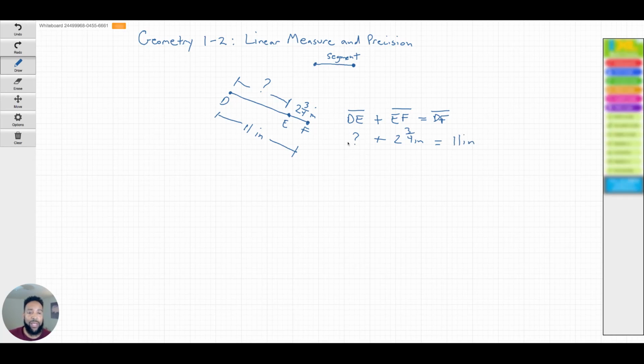So we don't know what DE is. What we can do is just say this is still DE. We're going to solve for DE. So in order to solve for DE, when looking at a regular equation, we want to get DE by itself. So this DE is added to this 2 3/4 inches. So in order to find out what DE is, we need to go ahead and just minus the 2 3/4 inches on both sides. So we're going to do minus 2 3/4 inches, minus 2 3/4 inches.